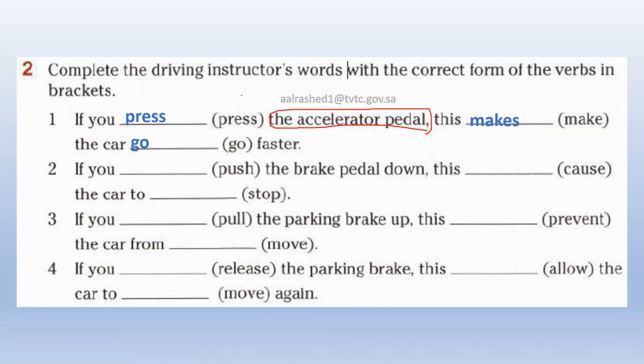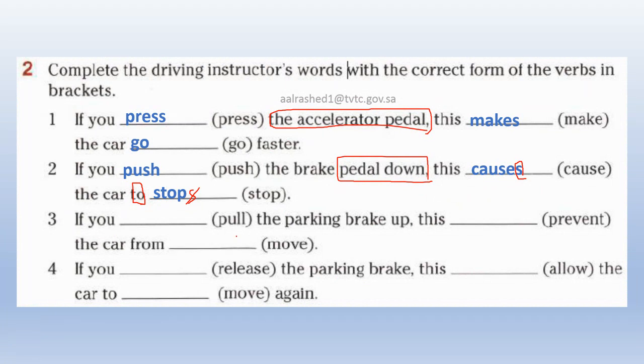Okay, number 2, if you push, again because I used you, don't put an s with you. The brake pedal down, this, again, there is no s here. This causes the car to stop. Again, whenever you use make or cause, put s on them. Whenever it comes after, you leave it without any modification. As we can see, there is to here. We should not put s. Why? Because in the previous sentence, once we use s, no s here. One s is enough.